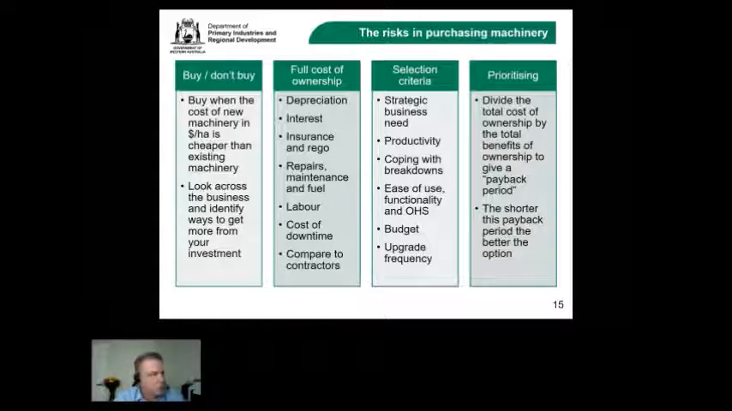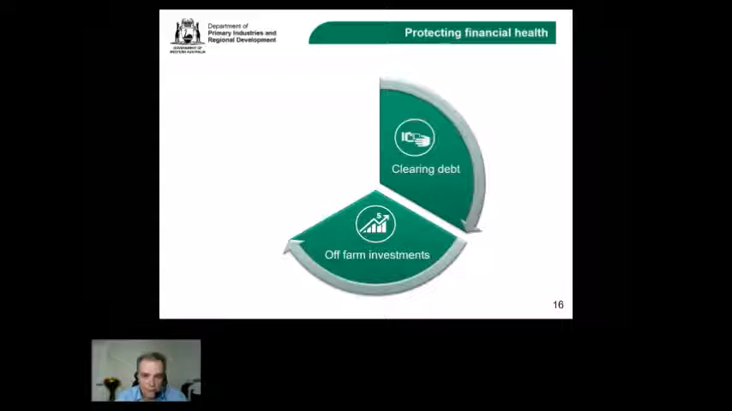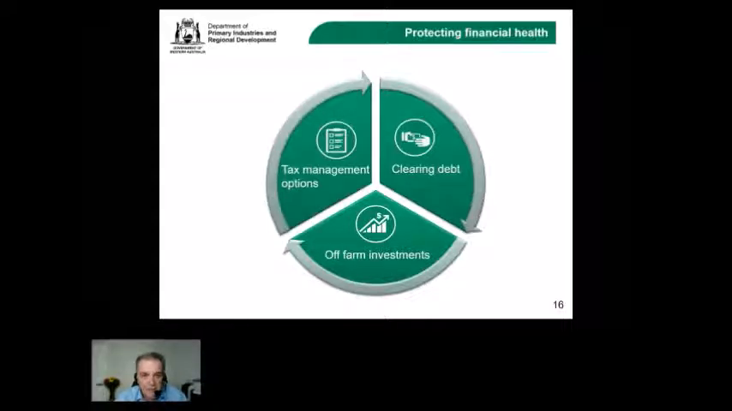As we move into maturity and look towards retirement, our focus starts to move to more things like clearing of debt, maybe a greater consideration of off-farm investments, which might help us in our retirement, and definitely things around tax management, averaging of your profit, farm management deposits, superannuation. Your accountants and financial advisors will be able to give you better advice around that.